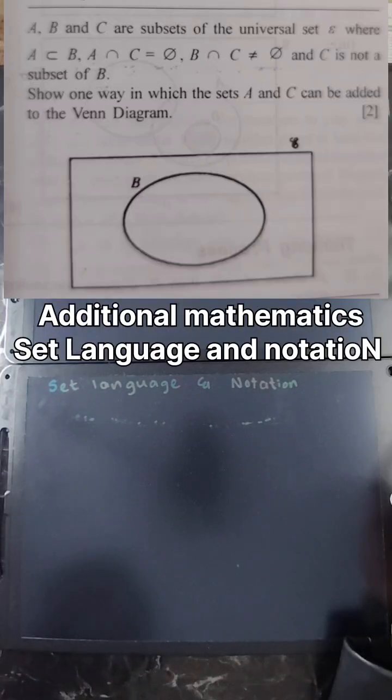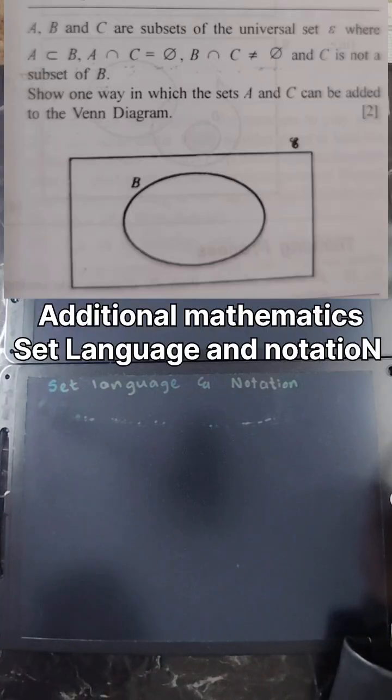Language and notation. Question number one says A, B, and C are subsets of the universal set, where A is a subset of B, A intersection C equals null, B intersection C is not equal to null, and C is not a subset of B. Show one way in which the sets A and C can be added to the Venn diagram. This is 2 marks in the exam, and we can see the diagram given in the question.